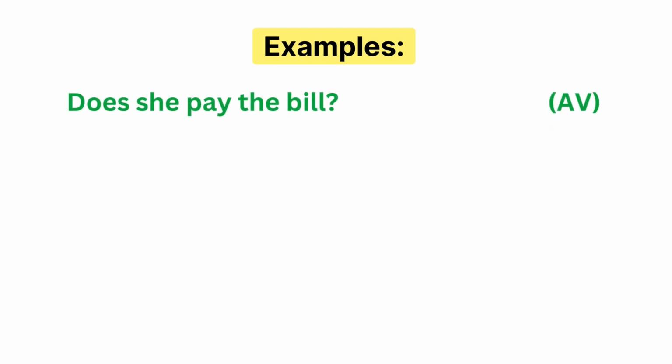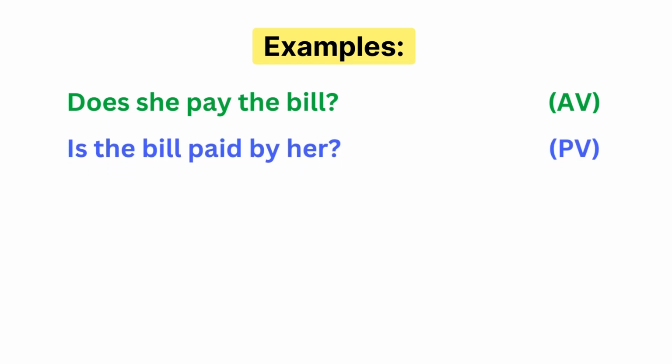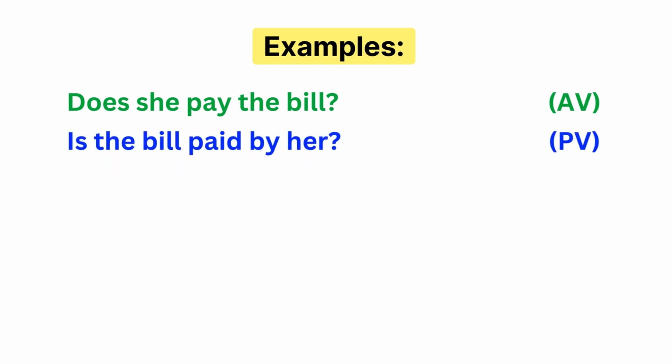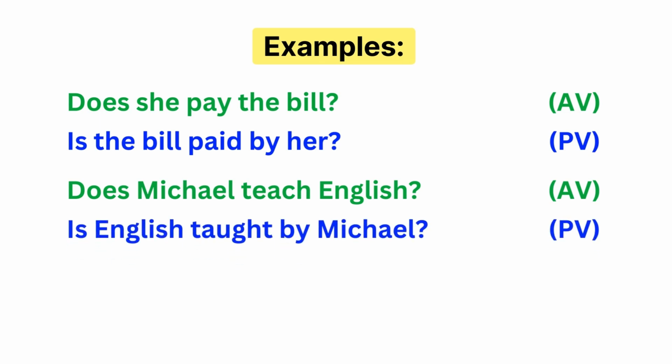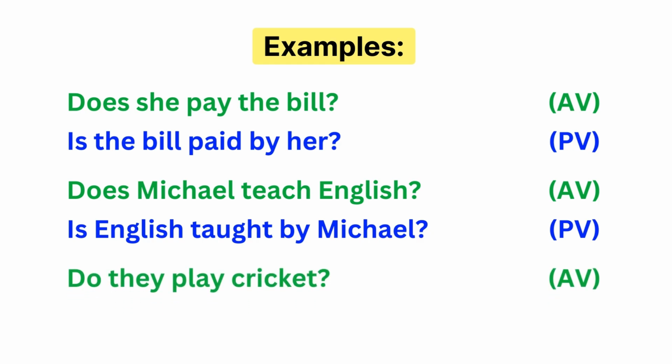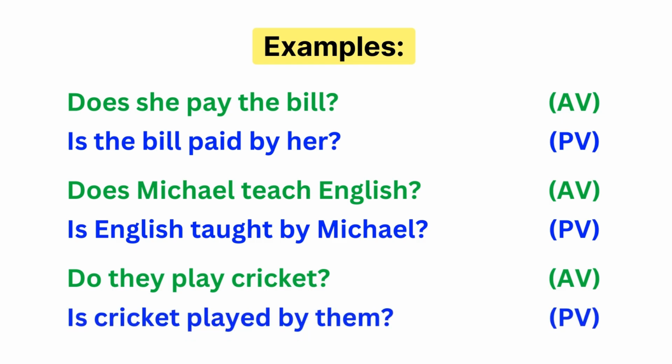Let's look at some more examples for further clarification. Does she pay the bill? Is the bill paid by her? Does Michael teach English? Is English taught by Michael? Do they play cricket? Is cricket played by them?